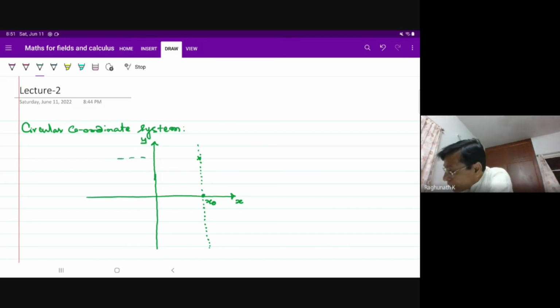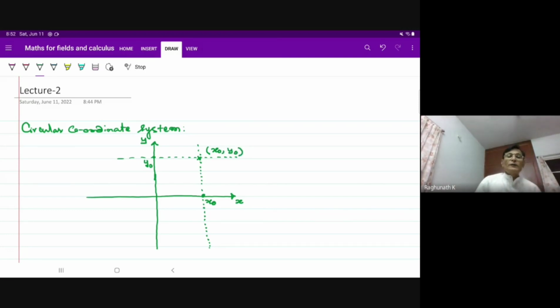Then we drew one more line passing through the point and parallel to x-axis. If this is intersecting y-axis at y0, in fact, they can be positive or negative, I'm not worried about it. I'm showing it in the first quadrant, but it need not be. Because of which the coordinates of the point are x0, y0. There, we represented every point mathematically as the point of intersection of two mutually perpendicular straight lines.